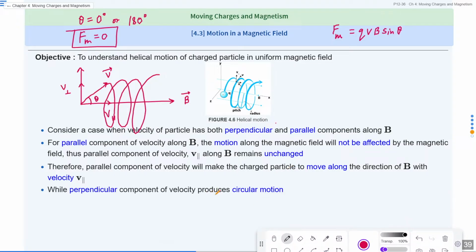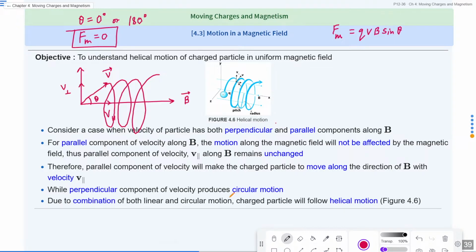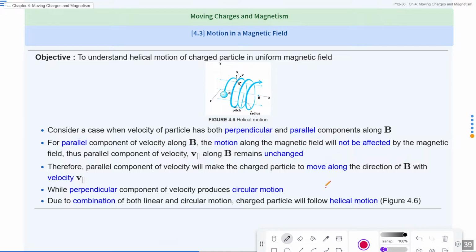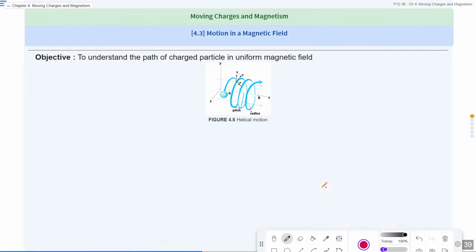And the perpendicular component of the velocity produces the circular motion, as we have discussed. So due to the combination of both linear and circular motion, the charged particle will follow helical motion. Now for helical motion, there is one term, that is pitch, the pitch of that helix. So we'll discuss what pitch is. Pitch is the distance moved along the magnetic field in one rotation. Okay, pitch of a spring, anything.